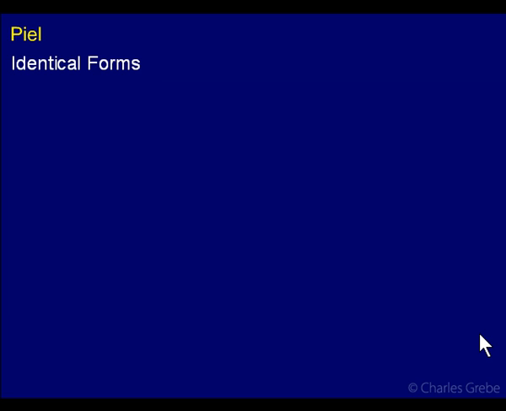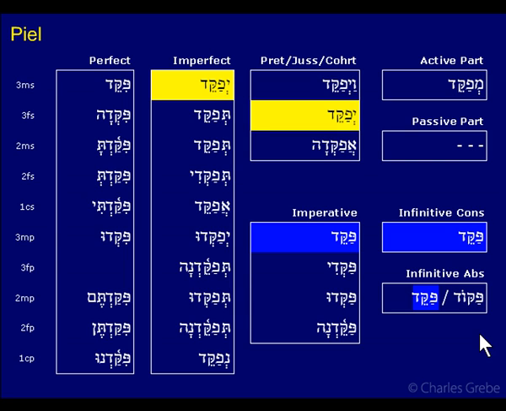Okay, identical forms. What forms are identical? Well, we have the imperfect and the jussive, and that's because in the strong verbs, so this page 544, 545, it's only the Hifil that has a reduced jussive. The jussive is different than the imperfect in the Hifil. All the other ones, they're the same. And then down here we have the imperative masculine singular, the infinitive construct, and the more common infinitive absolute. They're all the same. So those are the identical forms. It's good to note what they are, or at least be aware of them.